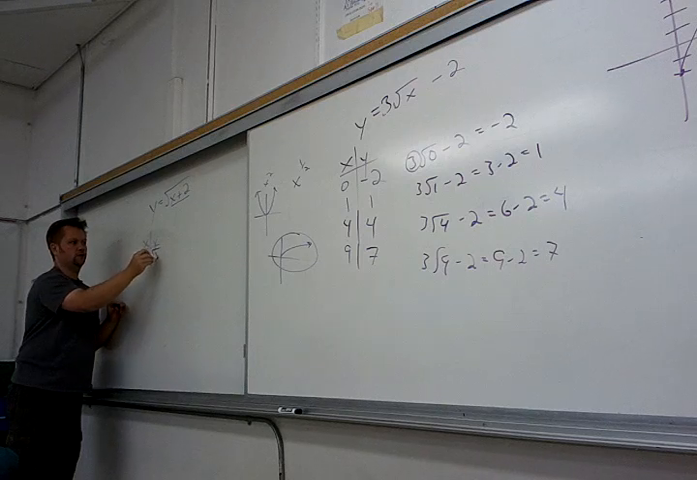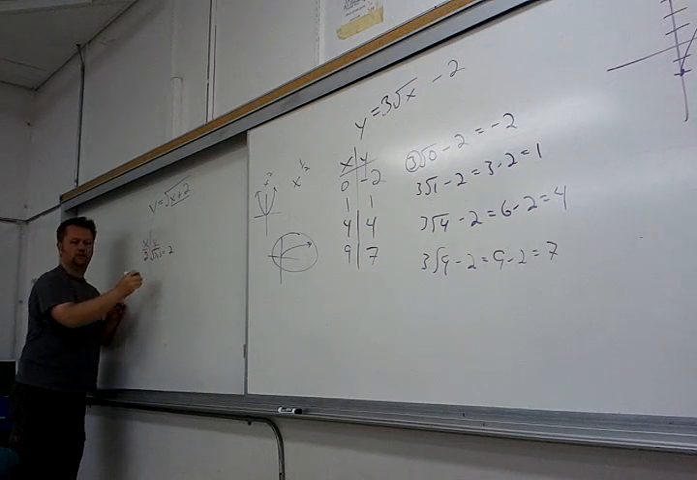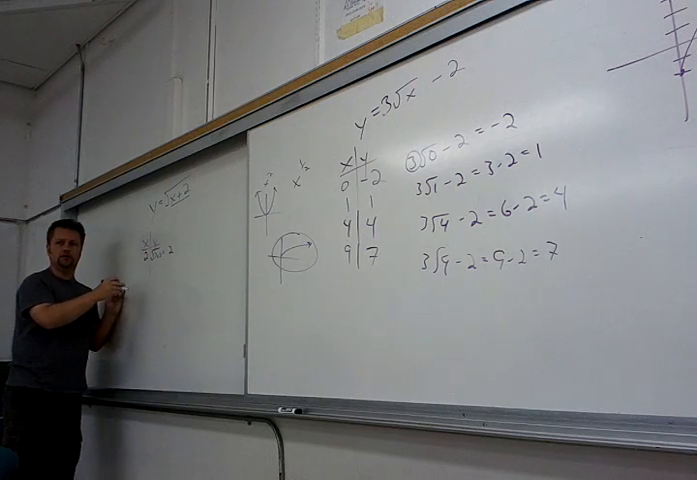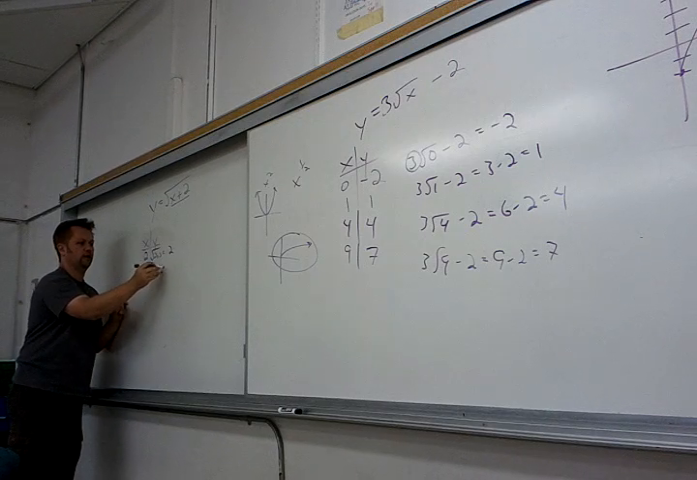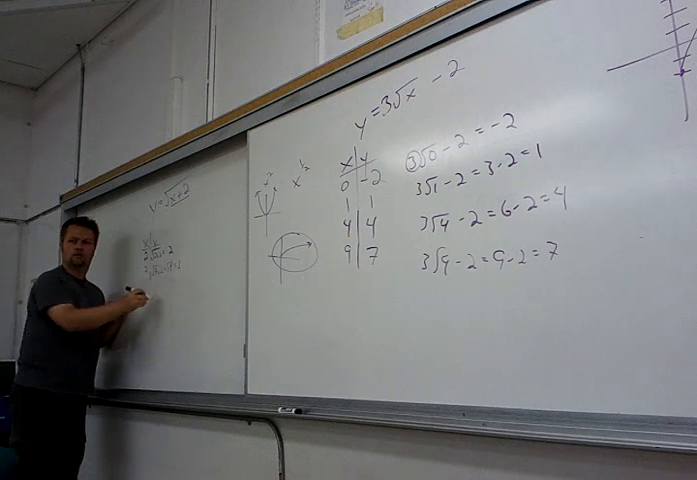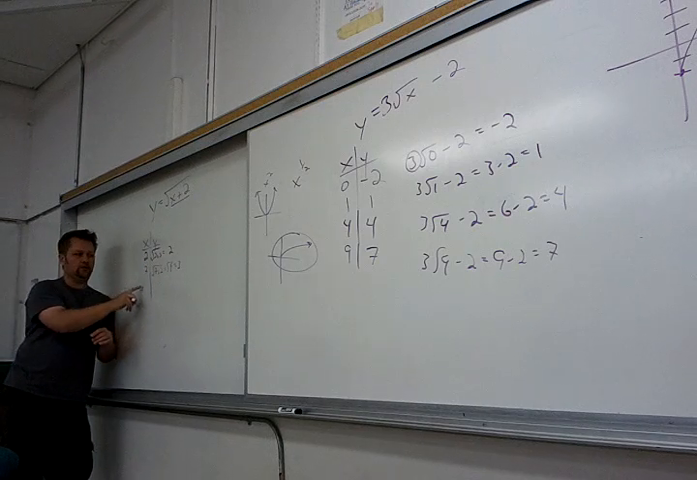Square root of 2 plus 2, square root of 4 is 2. 7 is good too. Why? Because 7 plus 2 is going to end up with 9. Okay. What about negative numbers?